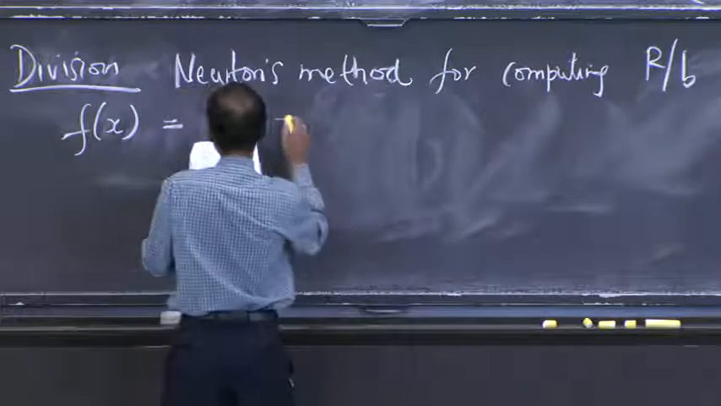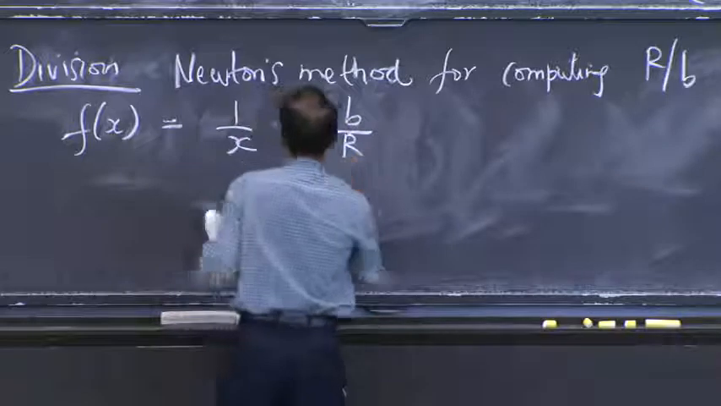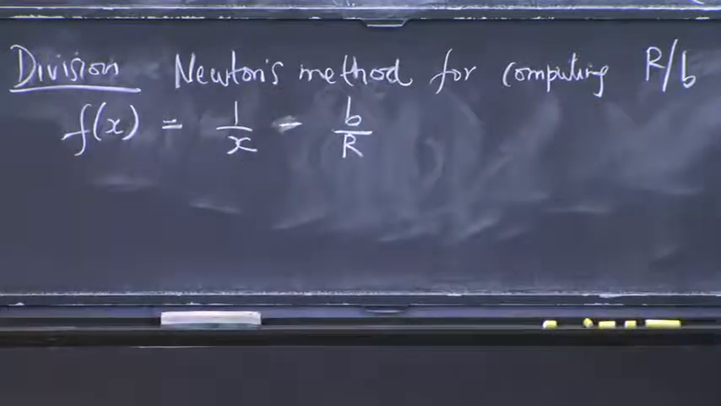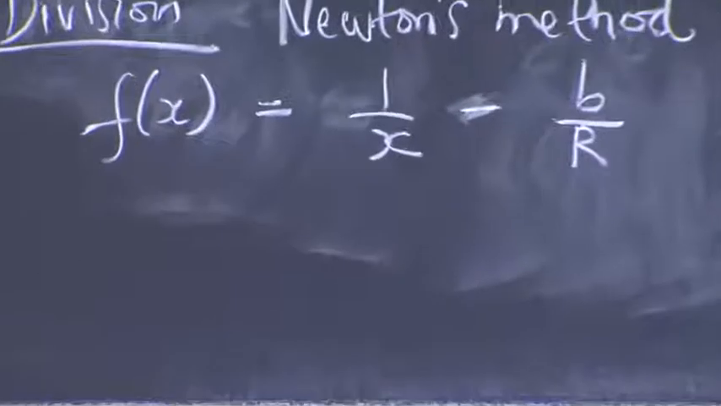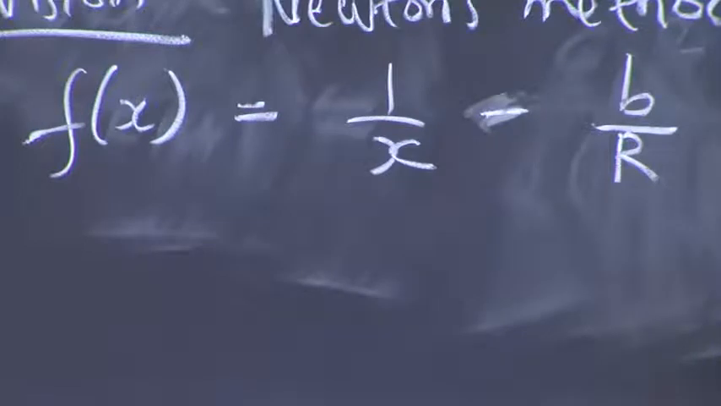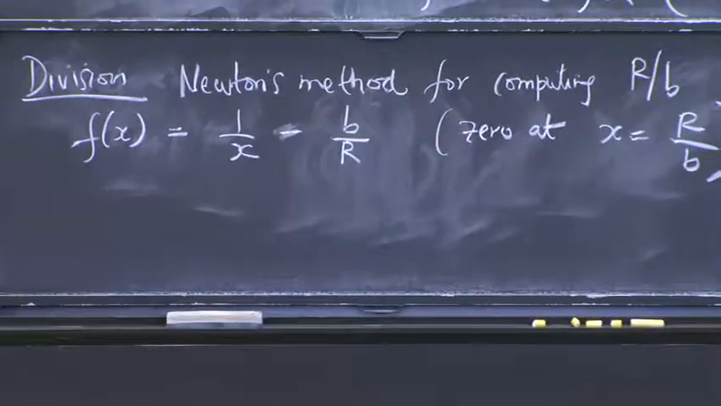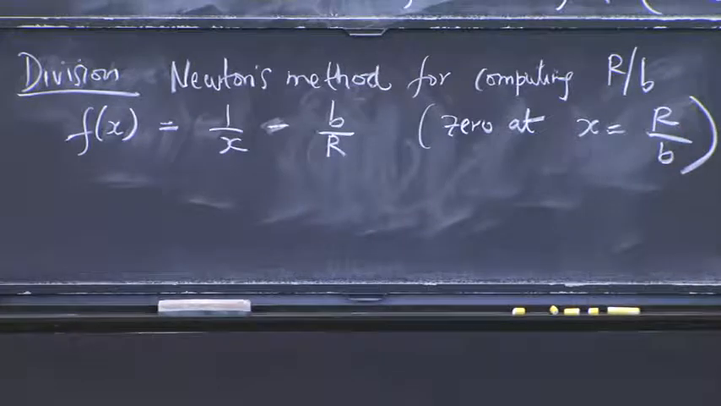I'm going to set up a function, f of x equals 1 divided by x minus B divided by R. What this means is that this function has a 0 at x equals R divided by B. So if I try and find the 0 of this function, and I start out with a decent initial guess, I'm going to end up with R divided by B. And if I'm working with integers, effectively, that's the floor that I have for R divided by B. And then I do my shift, and I end up with 1 over B.